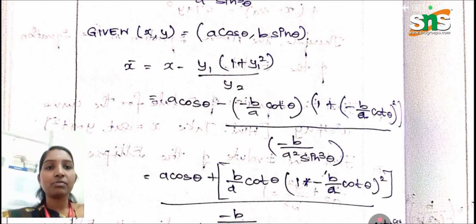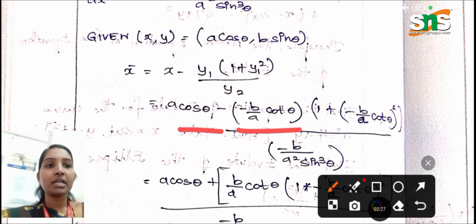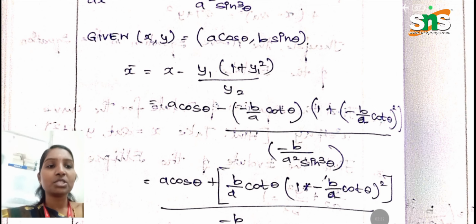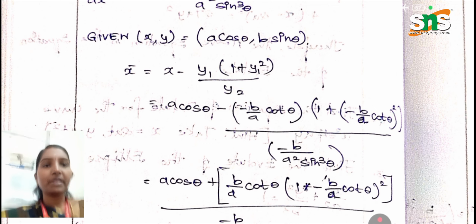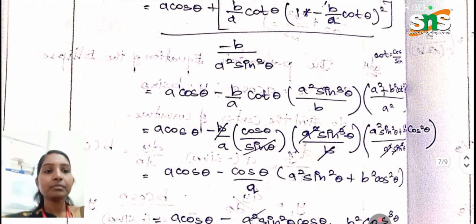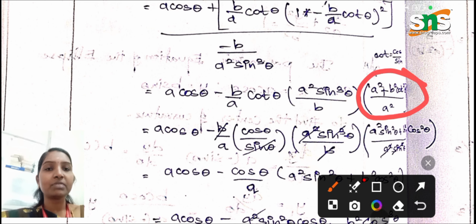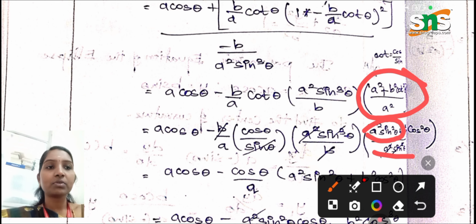We will just substitute the found values here. x is a cos theta, y1 is minus b by a cot theta, y2 is minus b by a squared into sin cube theta. We have just substituted and simplified it. So what do we have in the next step? We have just taken LCM here and substituted it. So what we have here, cot theta can be replaced with cos theta by sin theta, and that sin theta can be done in the denominator, and in the first element you will be having a squared into sin squared theta as the first element.